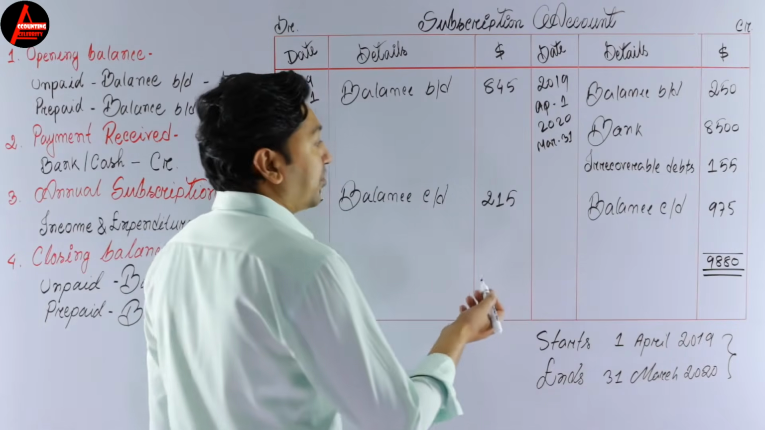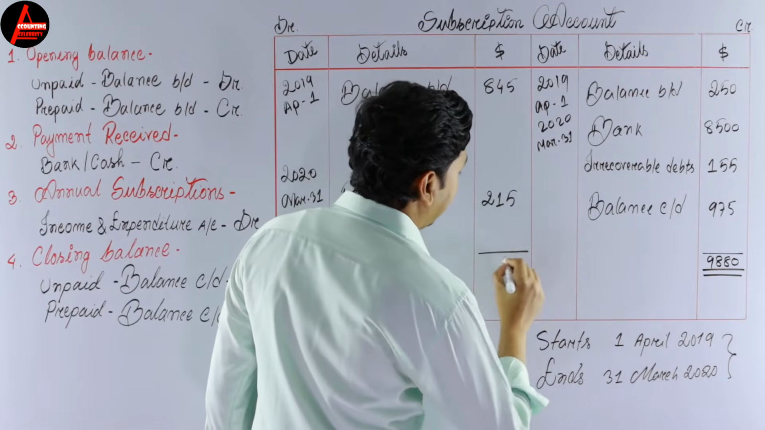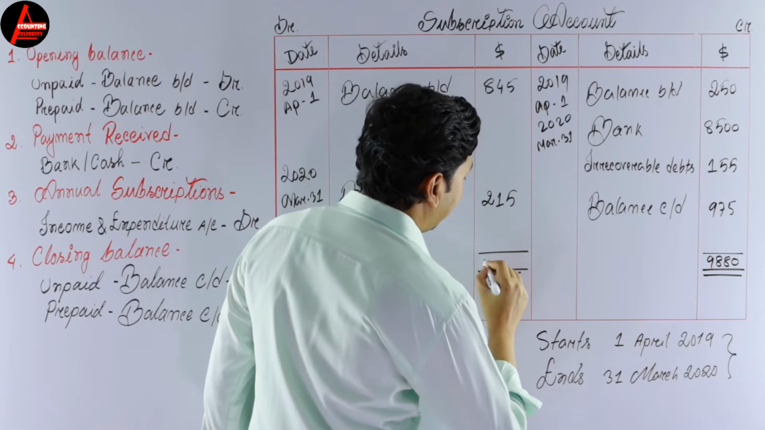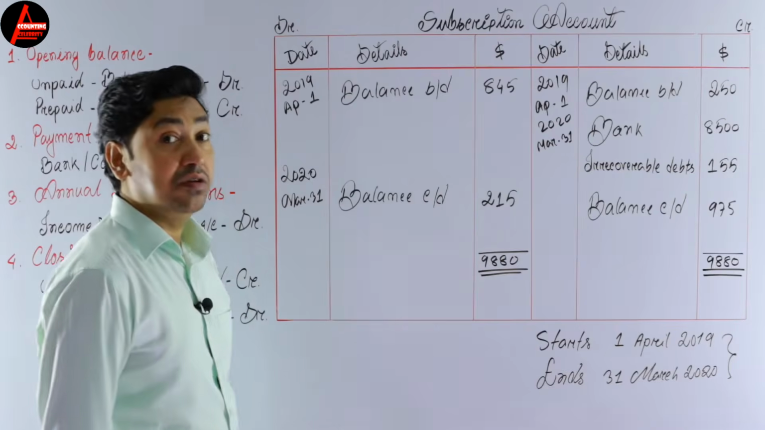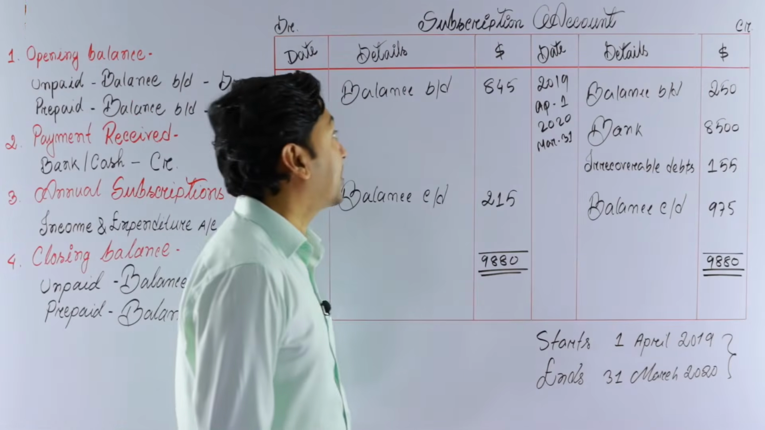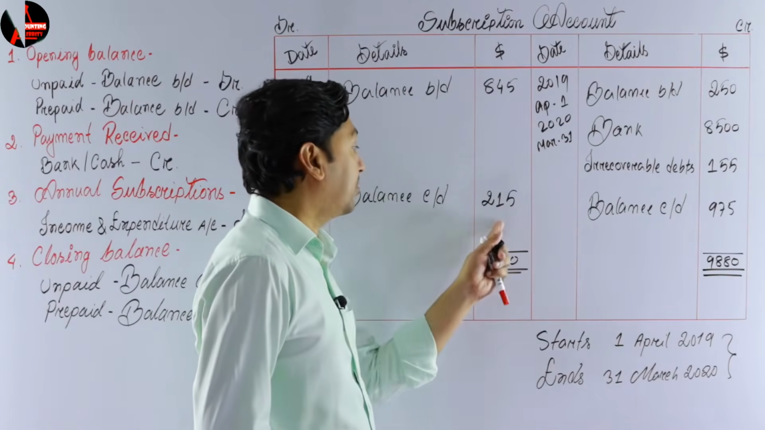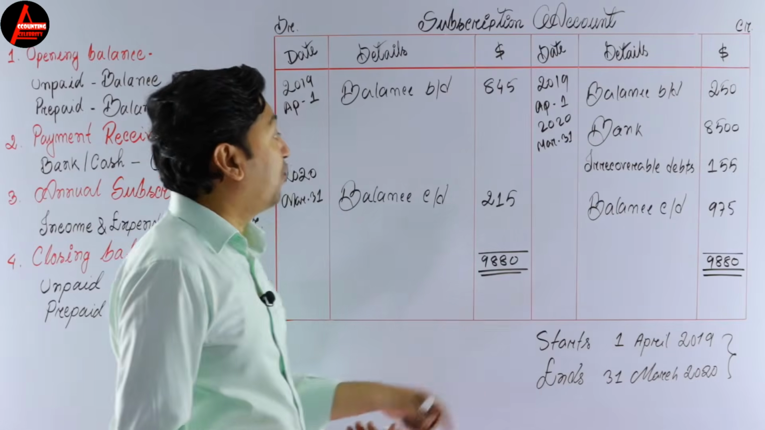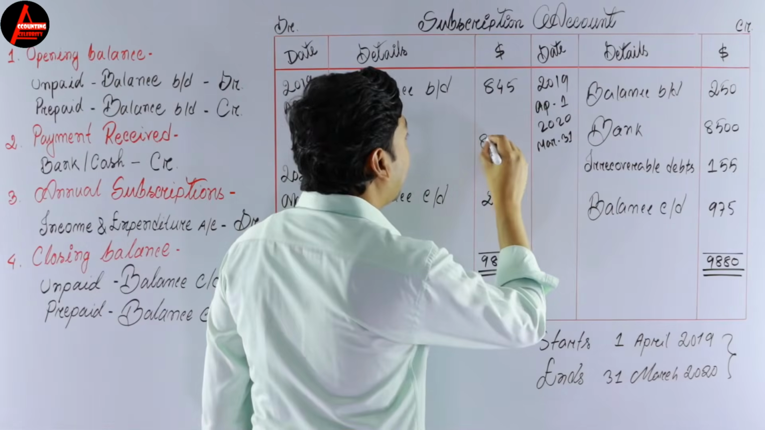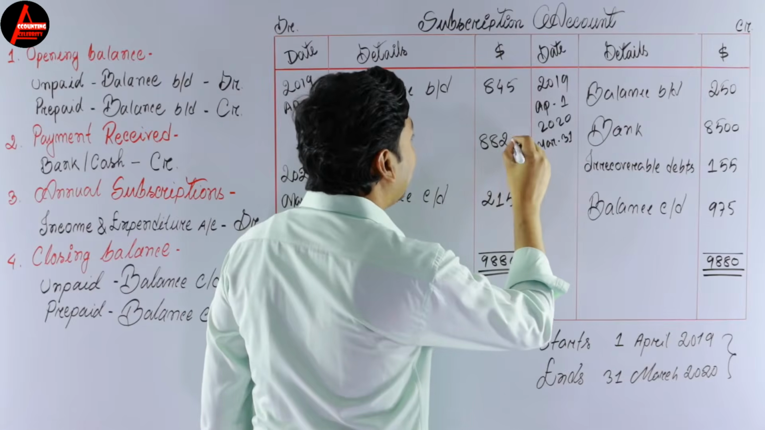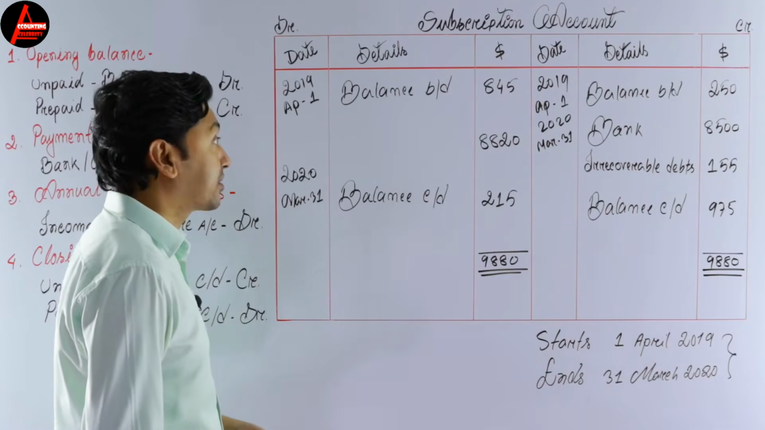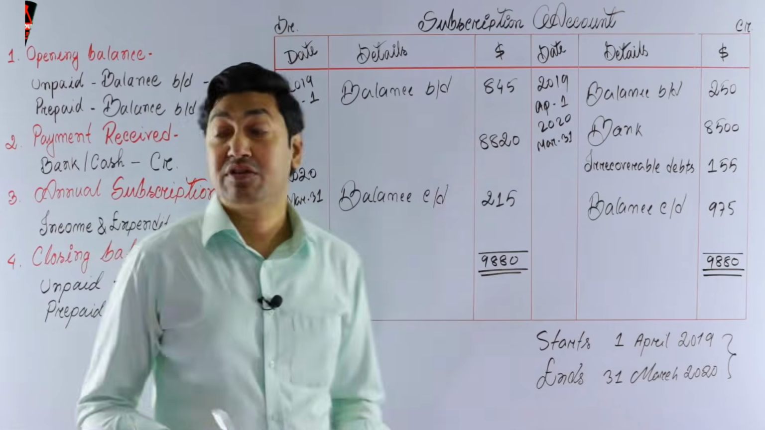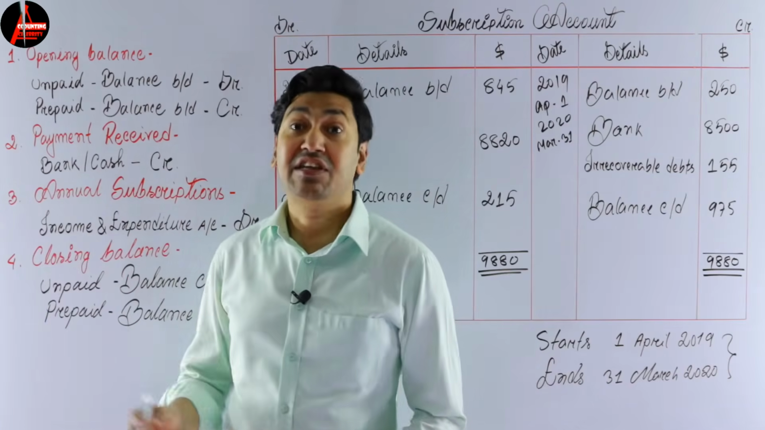Always you have to follow this way to balance. Now take it here and write $9,880. Now what to do? Now we need to subtract these two values from this total. So what we get if we subtract? $8,820. Okay, so this is the annual subscriptions. So this amount is income and expenditure account.